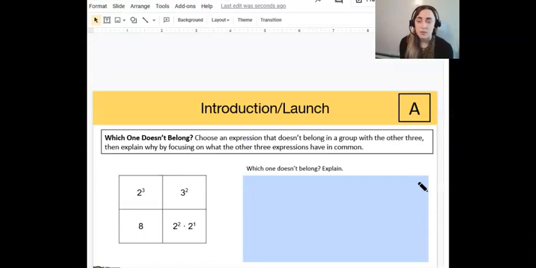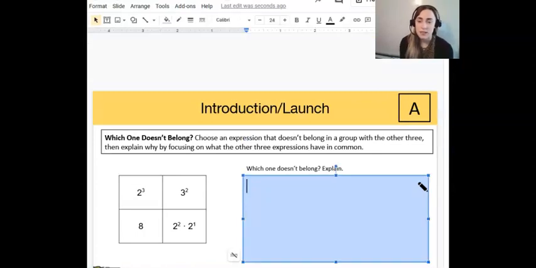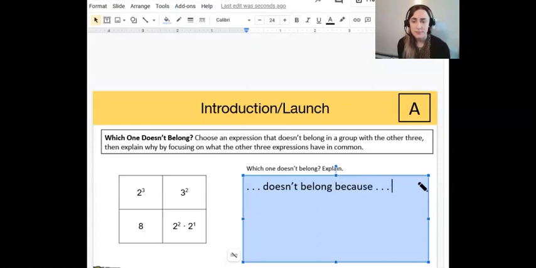Now on to if you're working in Google Slides. In Google Slides, you can add an exponent. I'm still going to use 5 to the 4th as my example, and doesn't belong because as our sentence starter. But in Google Slides, there's actually a place to go under Format to add your exponent. So you can type your answer. I'll use 5 to the 4th again.